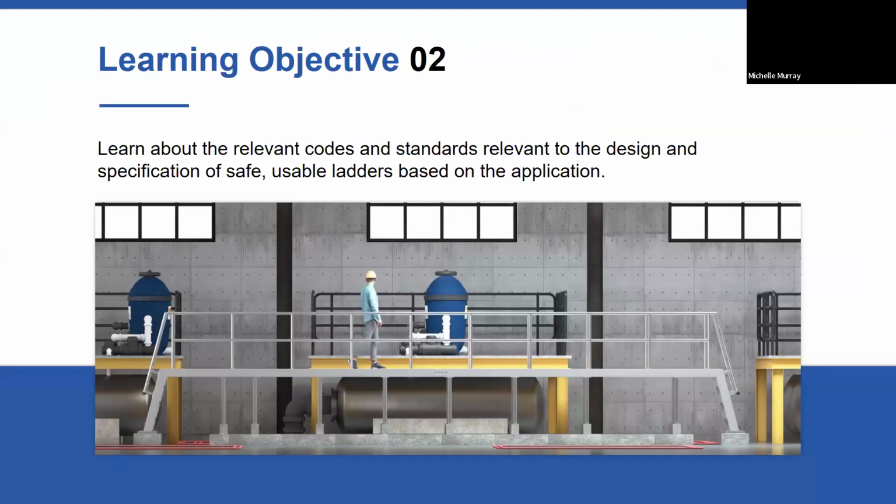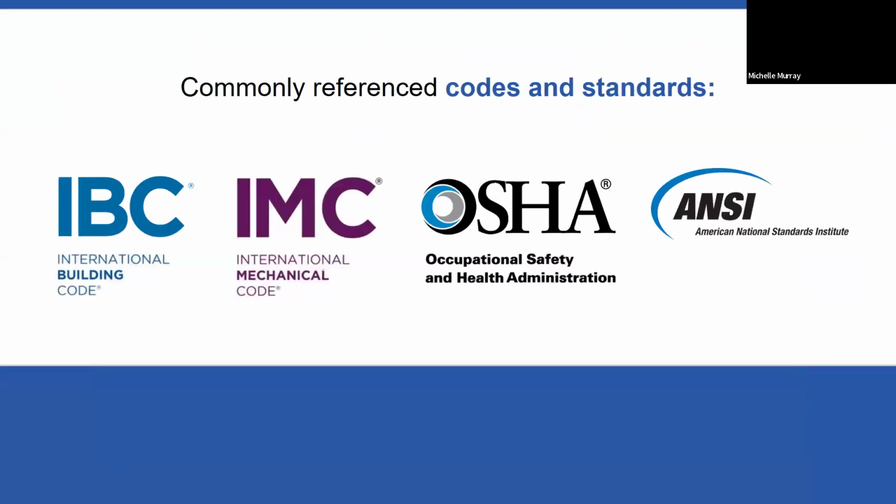The second objective we're going to look at is learning about the codes and standards relevant to the design and specification of safe, usable ladders based on the application. There are a number of codes, standards, and authorities which may govern the design and use of ladders. Designers should always check to see which codes and regulations apply to every specific project, since rules vary from place to place and project to project.